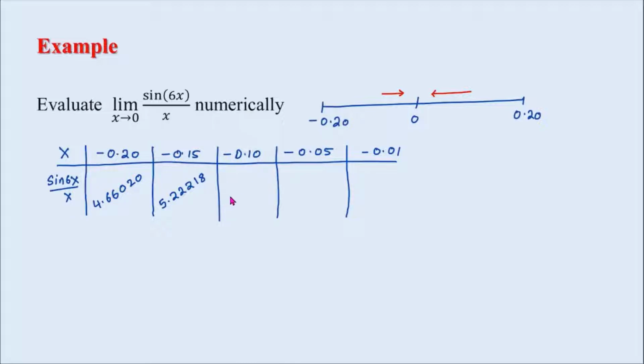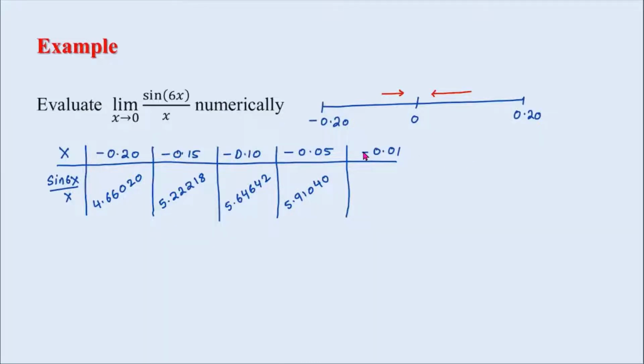Let's plug in negative 0.10. So if we plug in negative 0.10, we get 5.64642. Again, the values are increasing, but you can see from 4.6 it went to 5.2. Now it's 5.6. So now it is increasing within 5. Now let's plug in this one. So if you plug in that, you'll get 5.91040. So now it has increased to 5.9, from 5.2 to 5.6 here, and here 5.9.